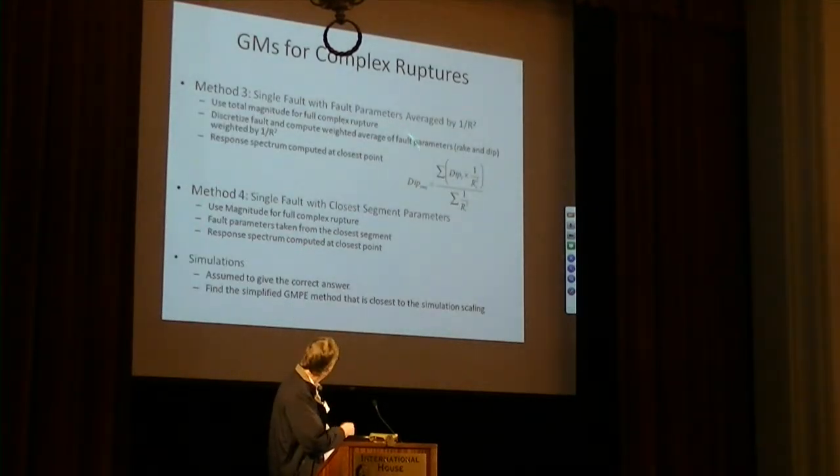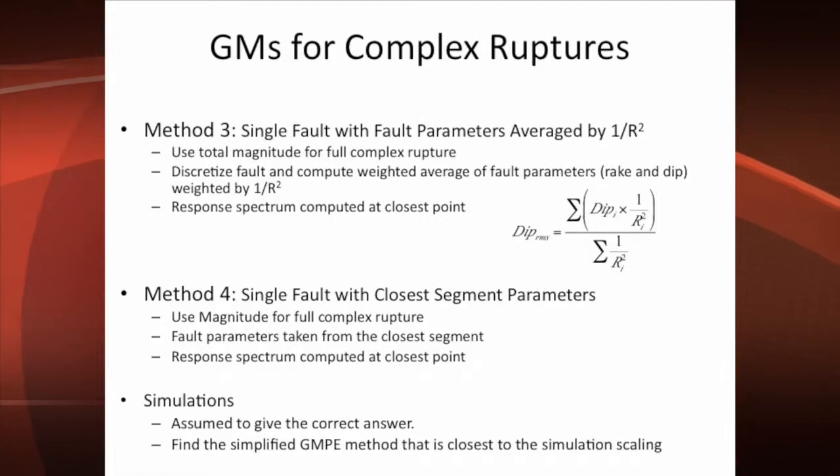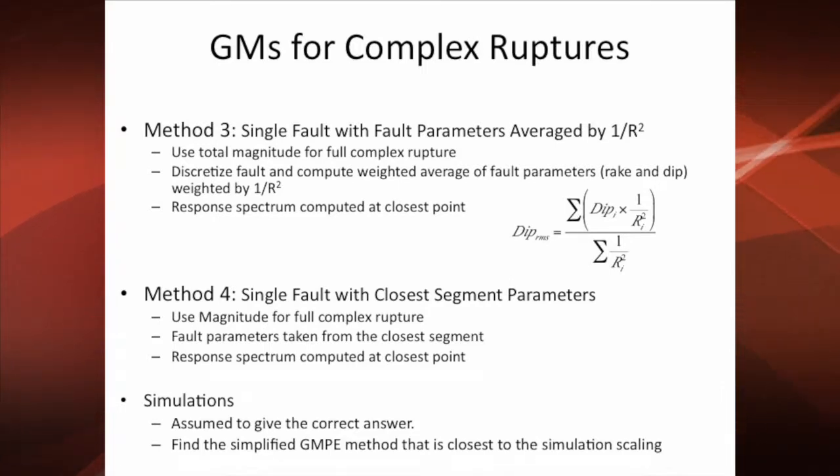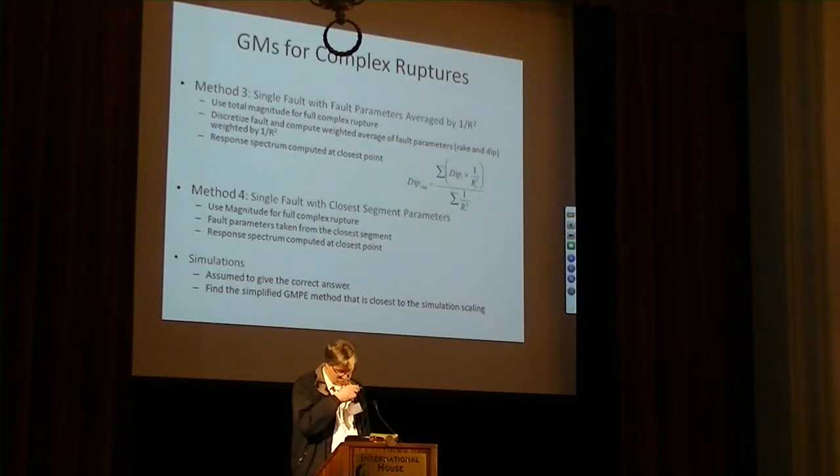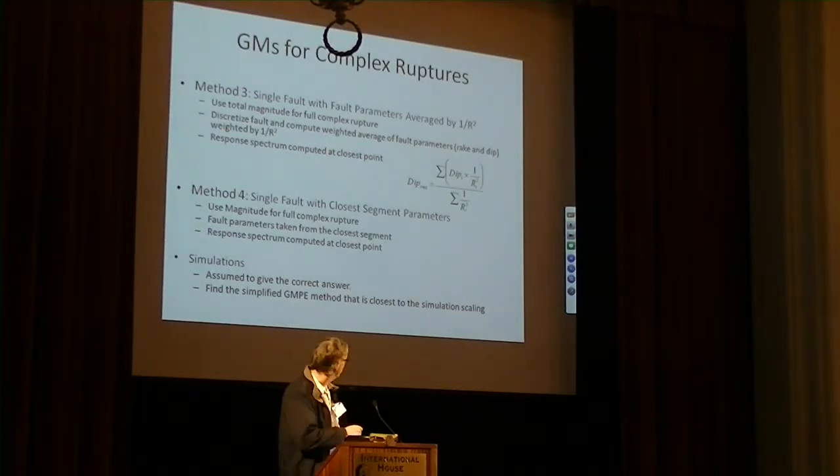The other methods, you're going to hear about these again later today, is doing the same thing but weighting those average parameters by 1 over the distance squared, or we could be using just simply the parameters associated with the closest segment. So if I'm closest to the reverse segment, that's what I use. If I'm closest to the strike slip segment, that's what I use.